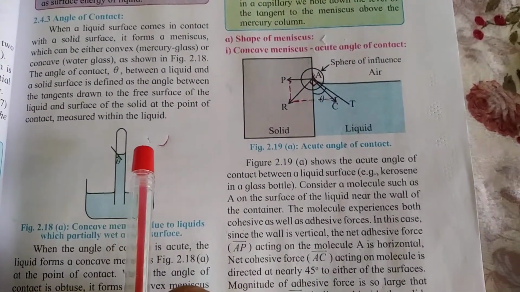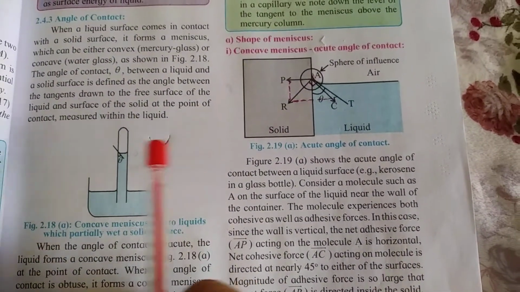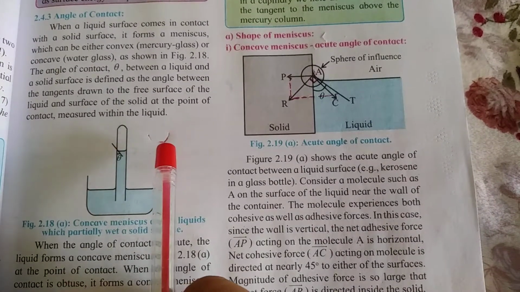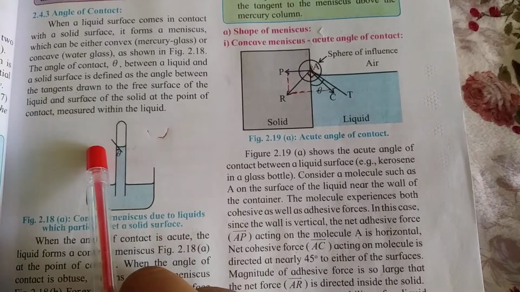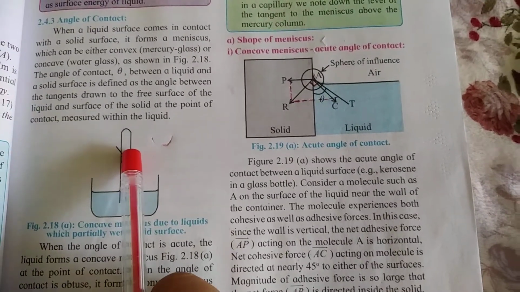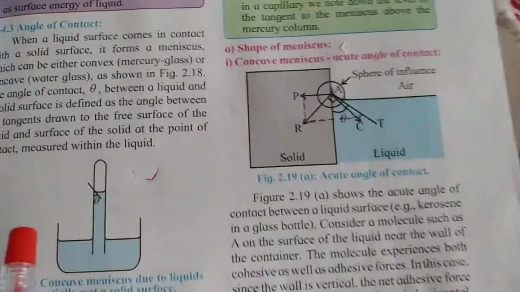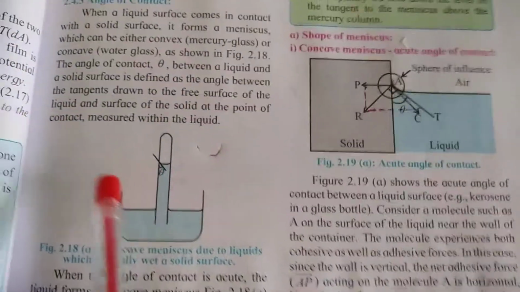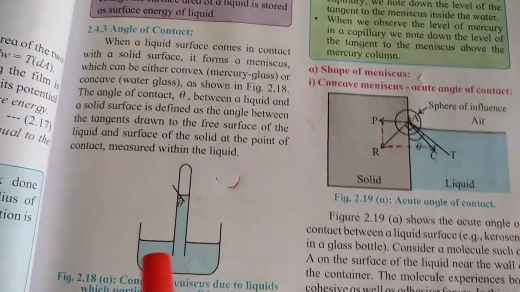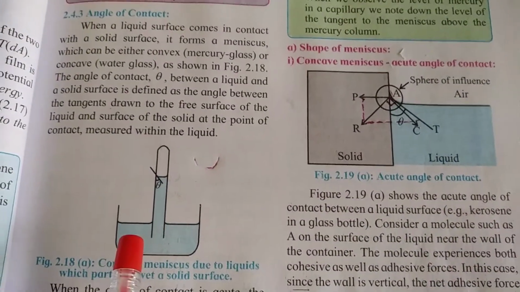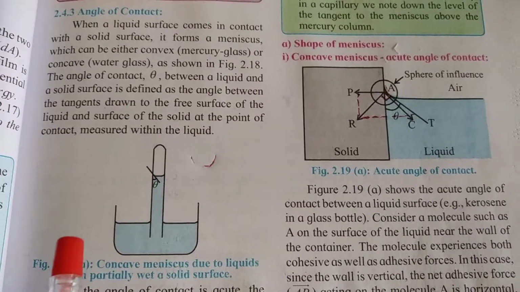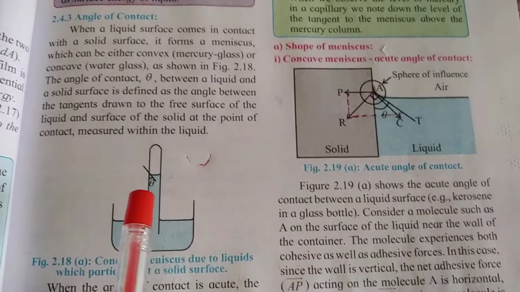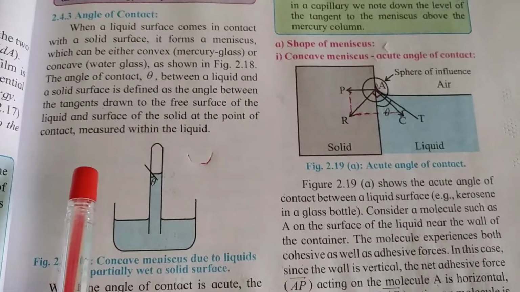So the angle of contact between the liquid and the solid surface is defined as the angle between a tangent drawn to the free surface of a liquid and the surface of the solid. It is the angle made by a tangent drawn to the surface of the liquid and the surface of the solid at the point of contact, measured within the liquid. So let us see the definition once again.